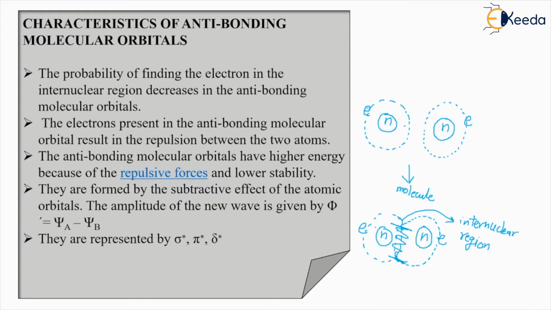Now, what do we mean by subtractive? They are out of phase. We had seen in phase and out of phase. In phase, you need to add both of them. Since these are out of phase, you'll have to subtract both of them. They are found by subtractive effect, that is, psi A minus psi B. Now, if you remember the symbols of the bonding molecular orbital, they were sigma, pi, and delta. Over here, since these are opposite, there are sigma asterisk, or you can call it sigma star, pi star, and delta star. Completely opposite of bonding molecular orbitals.